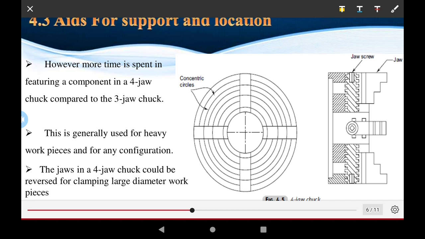However, more time is spent with the four-jaw and three-jaw machines. This is generally used for heavy workpieces, for very tall workpieces and for small workpieces. Both sides of the workpiece are held in the chuck and rotated. The machine transmits power to the chuck for the rotation and RPM of the workpiece, and the tool post works parallel to the axis of rotation. The three and four jaw chuck can be reversed for clamping large diameter workpieces.